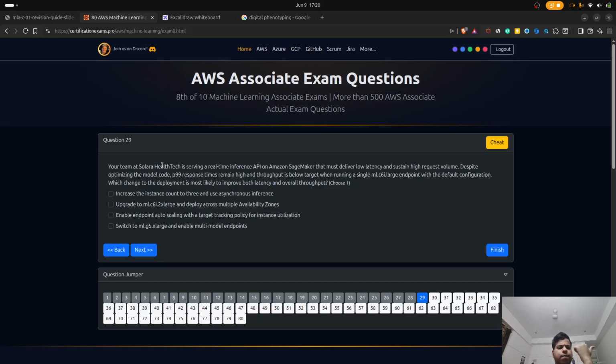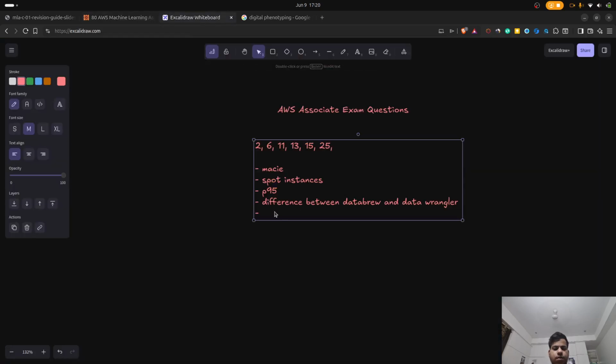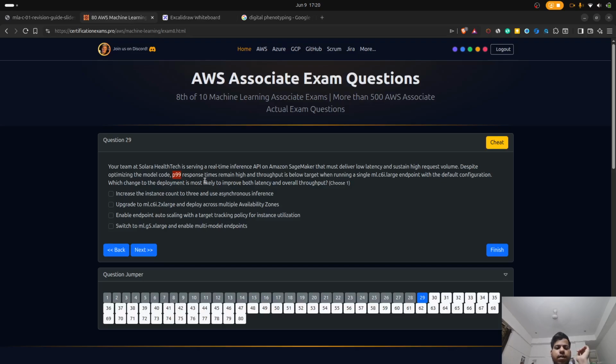Your team at Solara Health Tech is serving a real-time inference API on Amazon SageMaker that must deliver low latency and sustain high request volume. Despite optimizing the model code, P99 response remains high and throughput is below target when running a single ml.c6i.large endpoint with a default configuration.